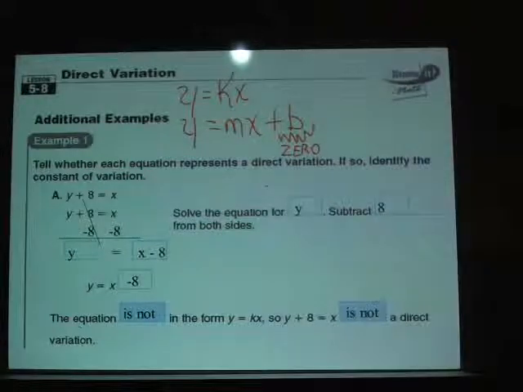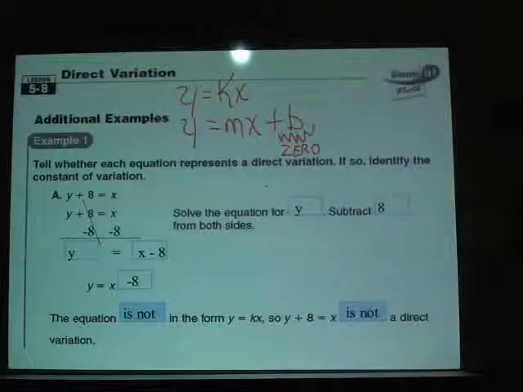So if I'm looking at what they give us in A, y plus 8 equals x, I'm going to go ahead and shift 8 over to the other side, because again, that left side just has to say y equals. If I do that, I'm going to do it just like I'm solving an equation. So you can see that's why they're subtracting 8 from both sides. And when I do that, it says y equals x minus 8.